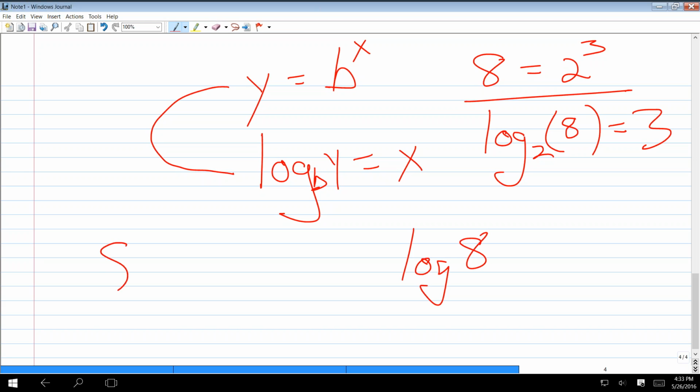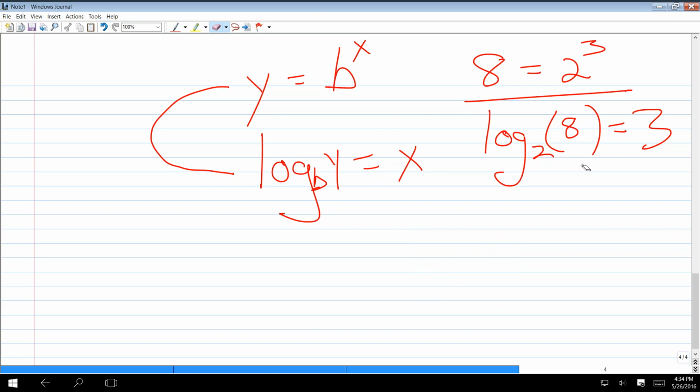In other words, when I write this, I do not mean the log times 8. It's a lot like saying f of x. That does not mean f times x. It means f of x. This means the log of 8. It doesn't mean the log times 8. That wouldn't have any meaning all by itself. In other words, log always has to have a base and an argument. If I write it like that, the base is assumed to be 10, so I'm saying the log base 10 of 8 is equal to what? Well, then I would have to solve that.